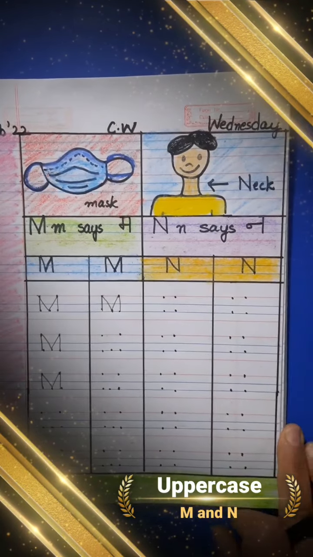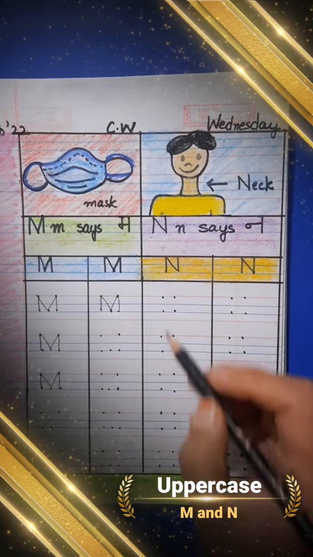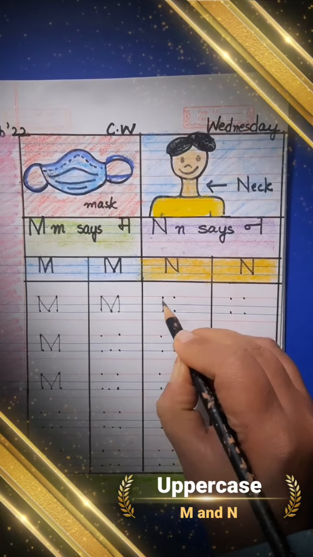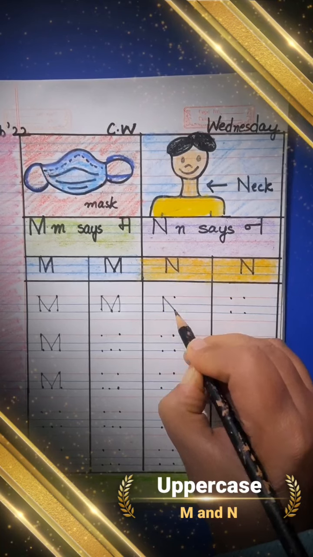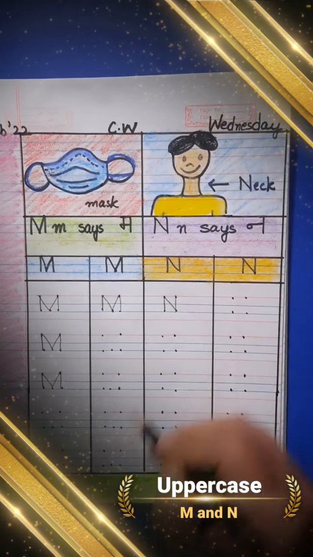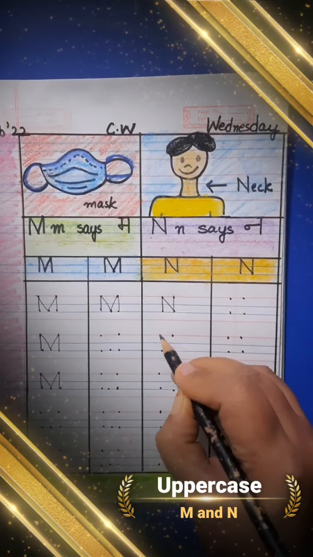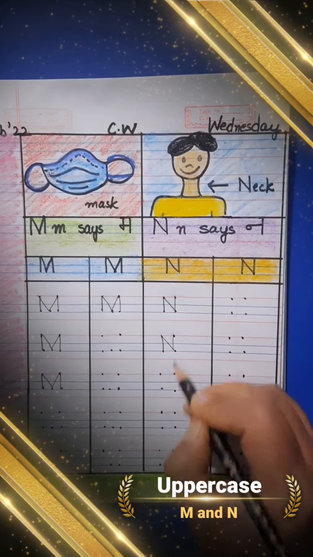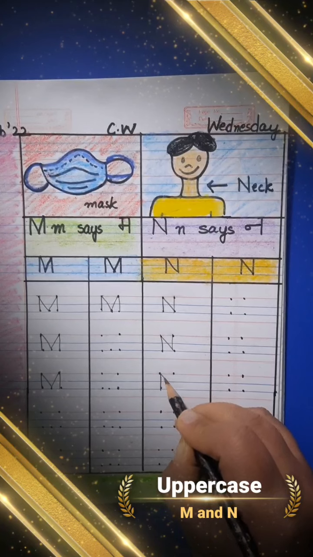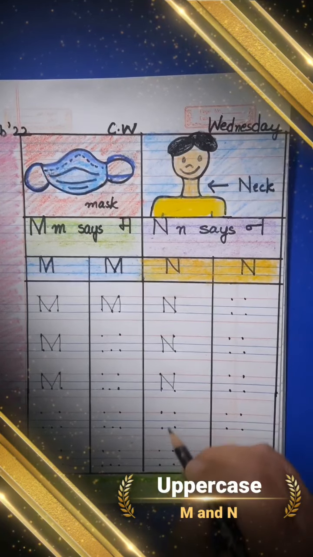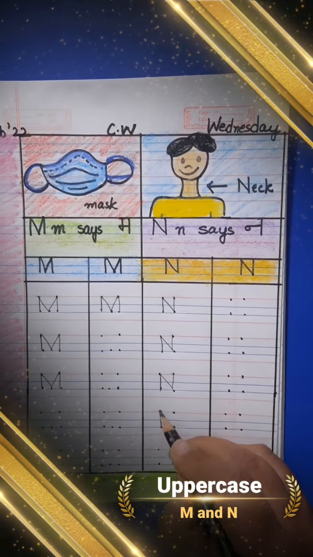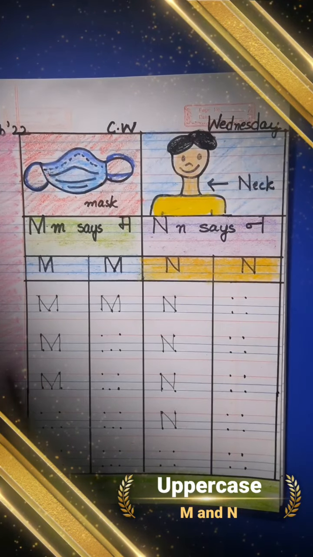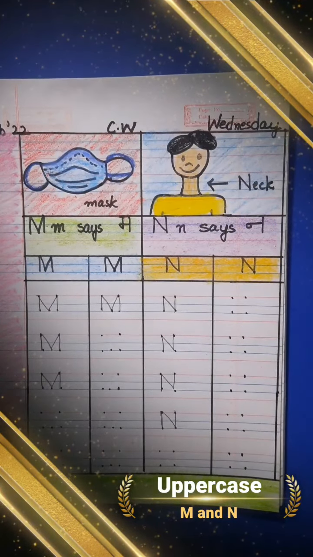Now is the turn of N. How do we make N? On the first one, we make a vertical line. Then like M, we make a slanting line. Then we go up and make a vertical line. That's it. Vertical line, slanting line, vertical line. N is also ready. M says ma, and N says no.